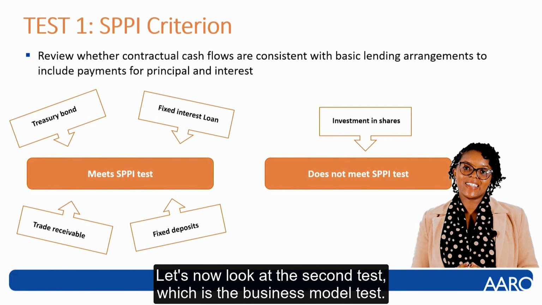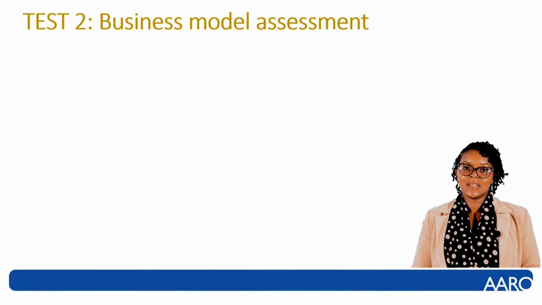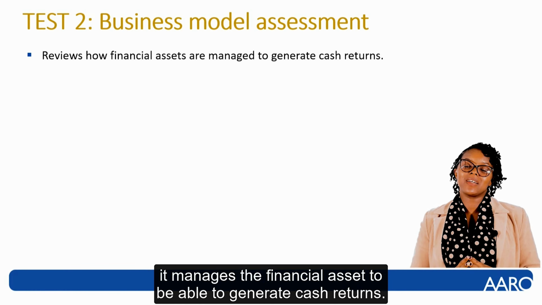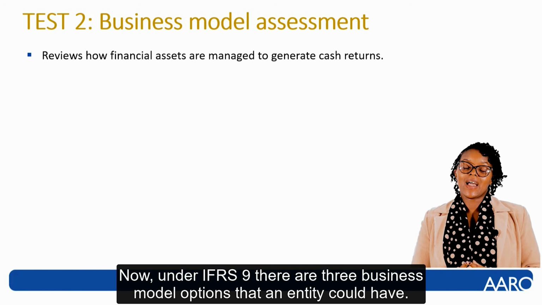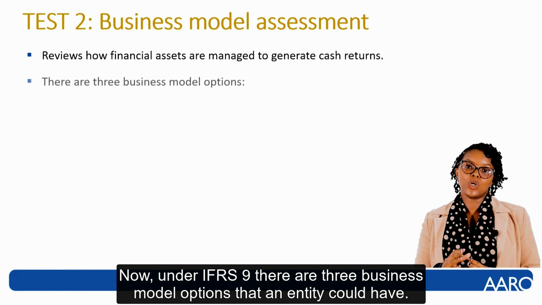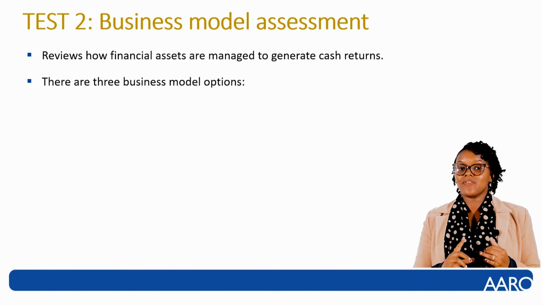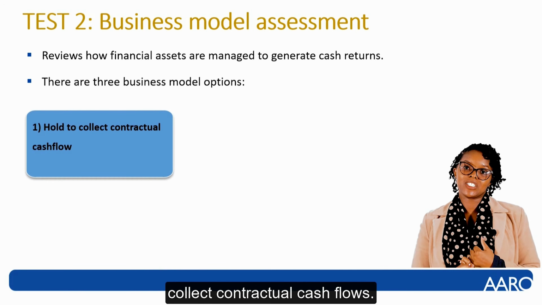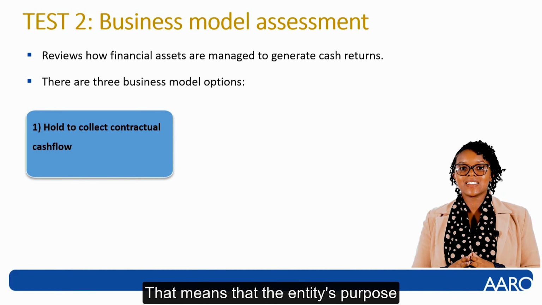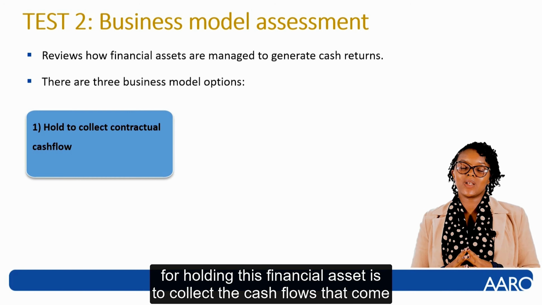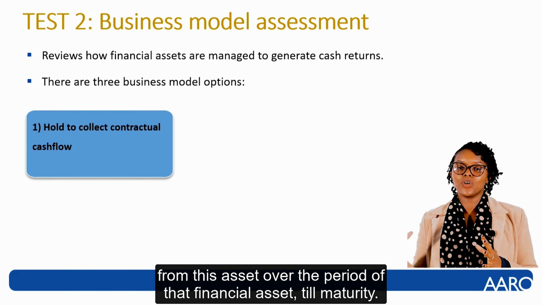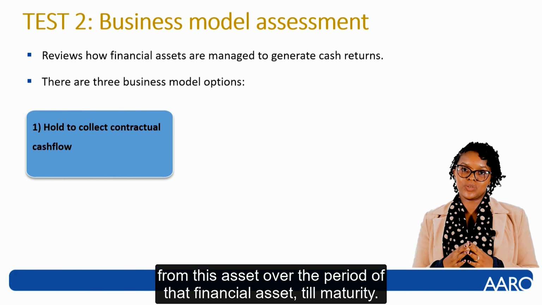Let's now look at the second test, which is the business model test. Now, in this test, an entity reviews the financial asset and checks how it manages the financial asset to be able to generate cash returns. Now, under IFRS 9, there are 3 business model options that an entity could have. The first one could be the entity is holding the financial asset to collect contractual cash flows. That means that the entity's purpose for holding this financial asset is to collect the cash flows that come from this asset over the period of that financial asset till maturity.